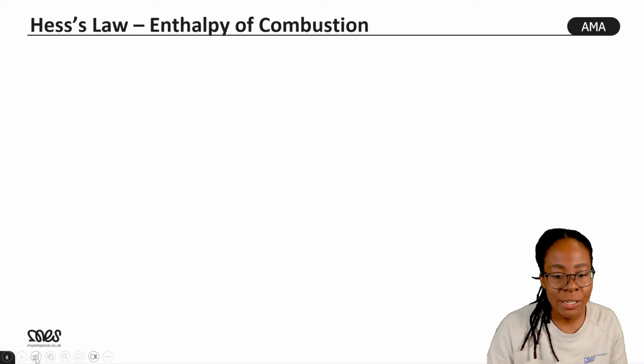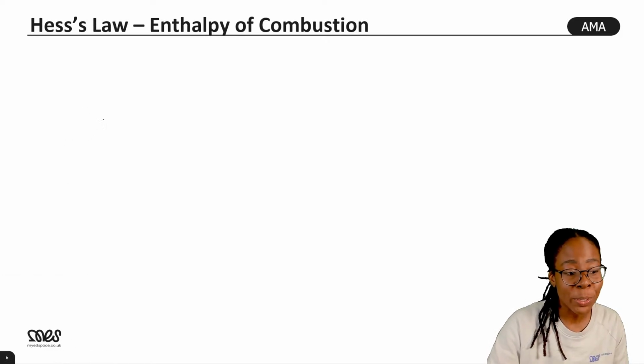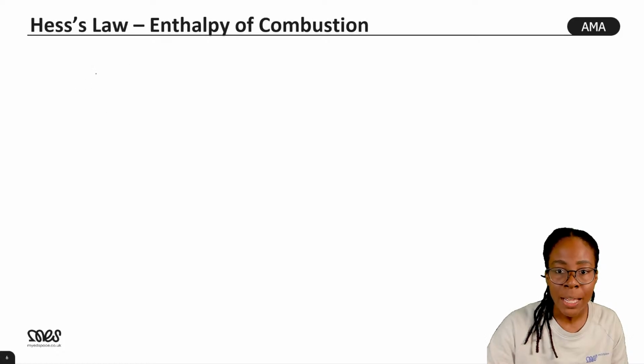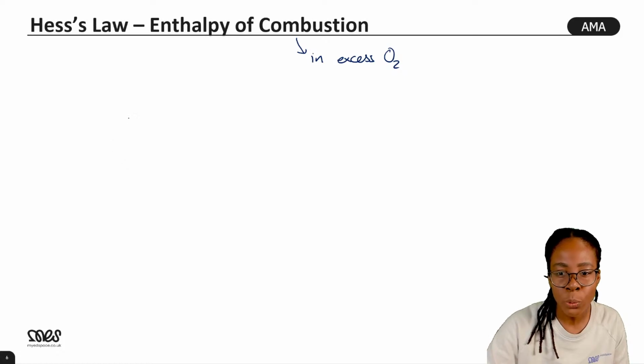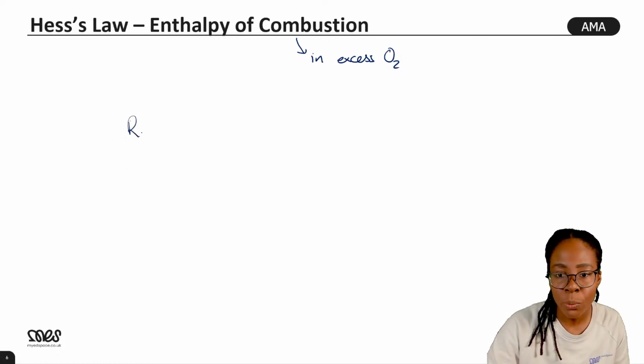Now, if instead of enthalpy of formation data, we're given enthalpy of combustion data, then because in combustion we are burning in excess oxygen, we will end up with combustion products. So we can start to set up our Hess cycle in exactly the same way. So we start with our reactants.